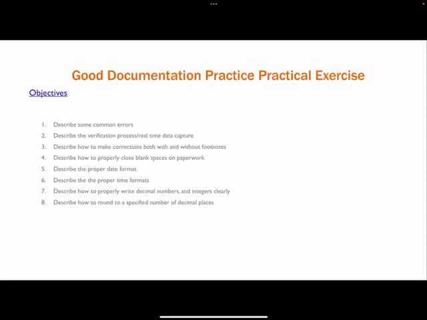The objectives for this program are to describe some common errors, describe the verification process and real-time data capture, describe how to make corrections both with and without footnotes, describe how to properly close blank spaces on paperwork, describe the proper format for a date, describe the proper format for time, describe how to properly write decimal numbers and integers clearly, describe how to round to a specified number of decimal places.